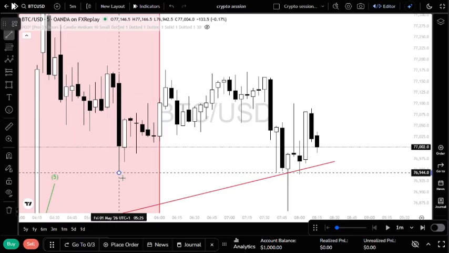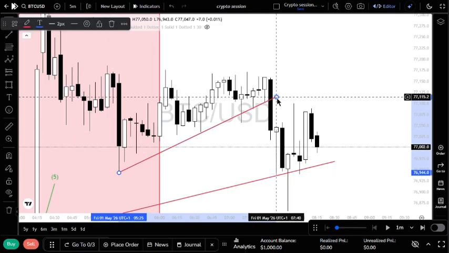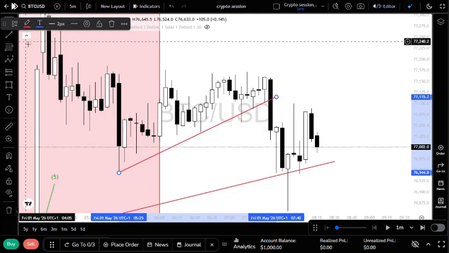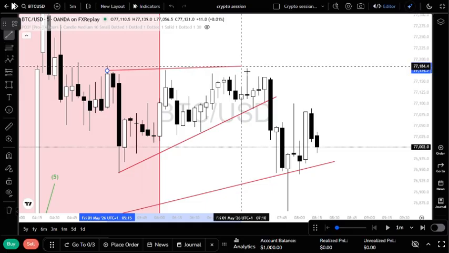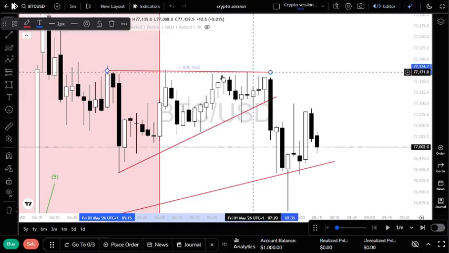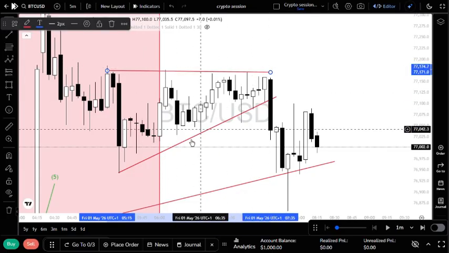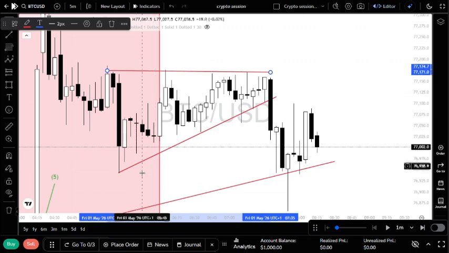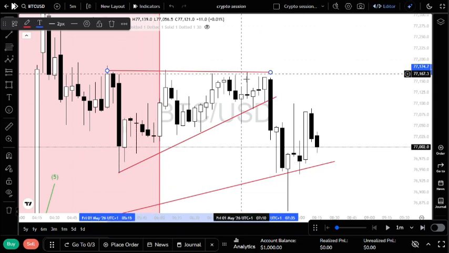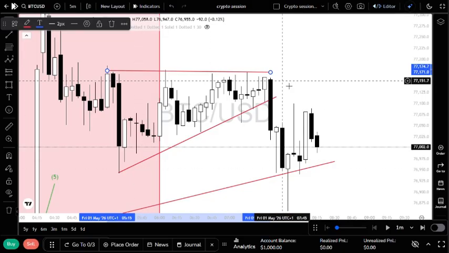Now looking at this, I will just draw my trend line again, and this trend line is showing that price is buying around here, and I draw my trend line above as well. So this is my resistance, this is my support, resistance, support. So I've drawn my support and resistance levels, and this is also my trend line as well.